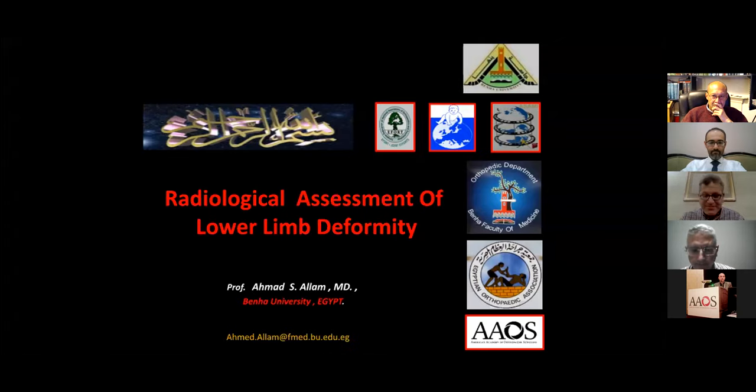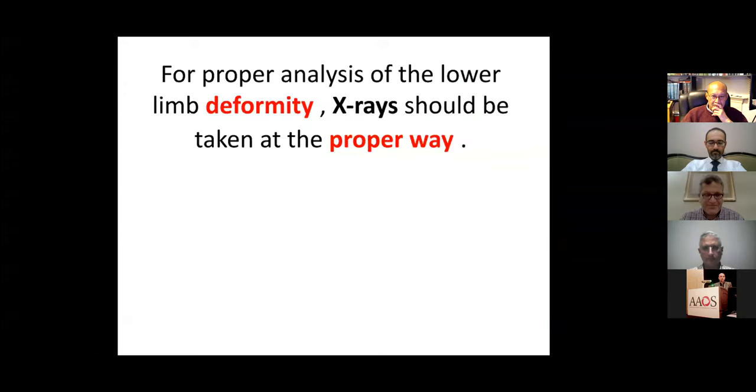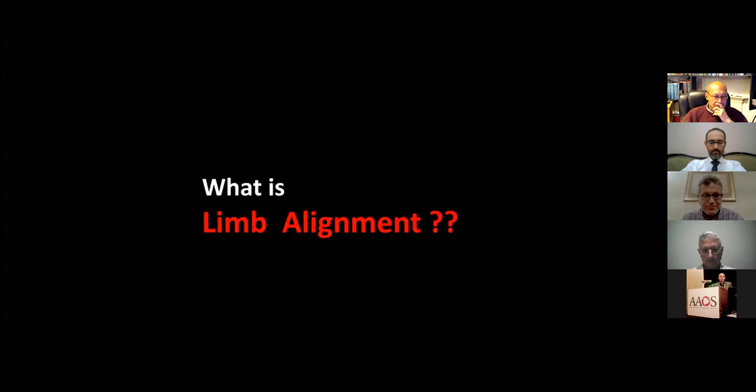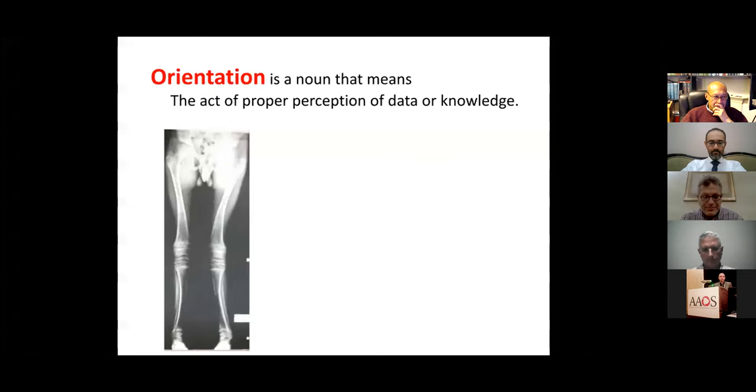Yes, thank you. Hi, everyone. We will talk about radiological assessment of lower limb deformity. It is good to say that for proper analysis of the lower limb deformity, the X-rays should be taken in the proper way. For proper orientation of these X-rays, they should be taken with the limb at the proper alignment. So now we have two definitions, orientation and alignment. What is limb alignment? What is limb orientation? What is the difference?